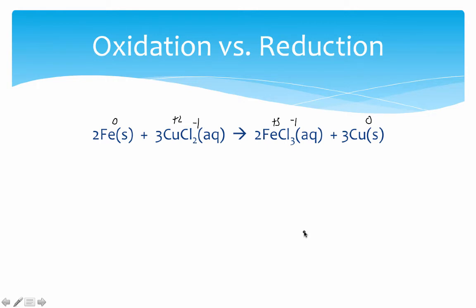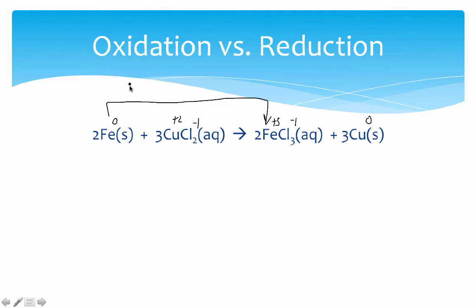What we're looking for here is the idea of what has gained and what has lost electrons, in the hope of being able to identify what elements have been oxidized and what elements have been reduced. So we can see here that the iron goes from a charge of 0 to a charge of positive 3.